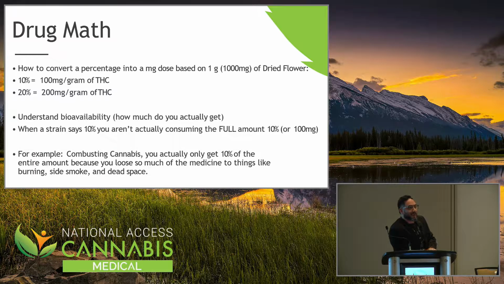But that doesn't mean they're going to get everything that's in that plant. If we have a strain that has 10%, or 100 milligrams per gram, how much of it are they actually going to get? You're not going to get that whole 100 milligrams. Then we have to understand what bioavailability is. If you're using combustion, you're only going to end up getting 10% of that 100 milligrams, because the bioavailability, or how much you can functionally use with combustion, is only 10 to 15%. Seems like a big waste of money. That's also how I convince people to start vaping.